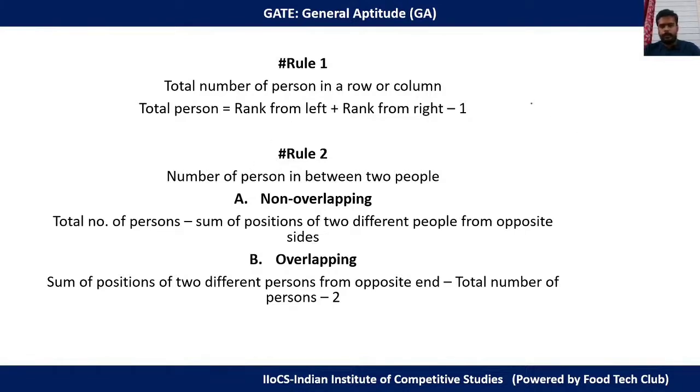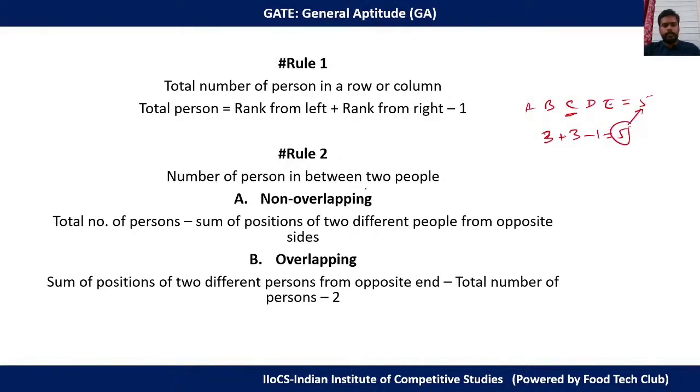So suppose there is A, B, C, D, E. So there are five candidates sitting in a row. So when I have to find out the total number of persons, I know it's 5. Suppose I'm considering this C. If I calculate rank from left, it will be 3, plus rank from right 3, minus 1, giving you the same result, 5. See? So this is how it is.